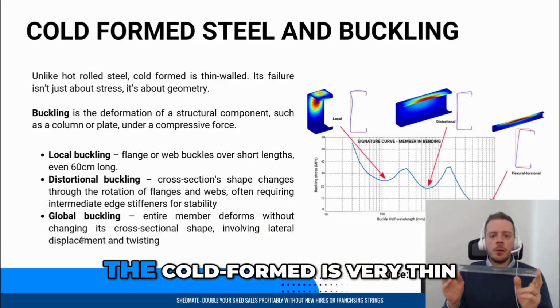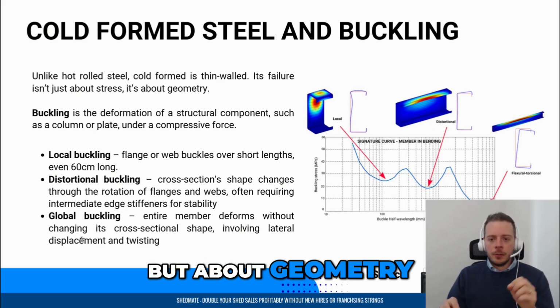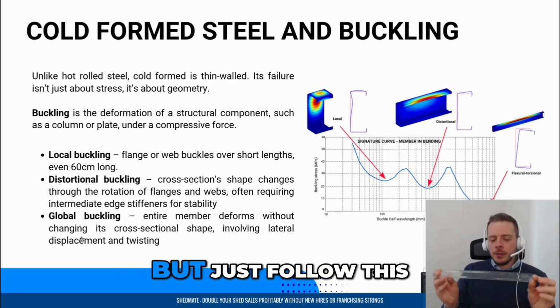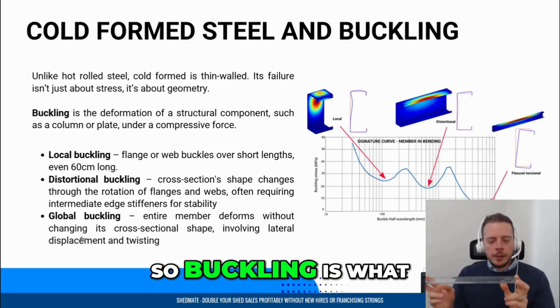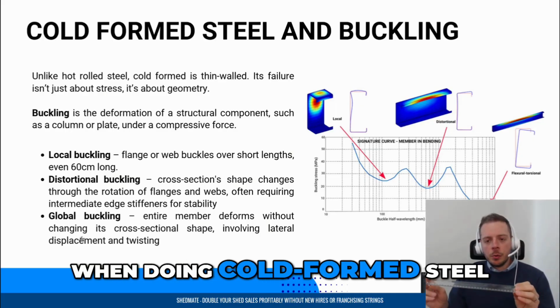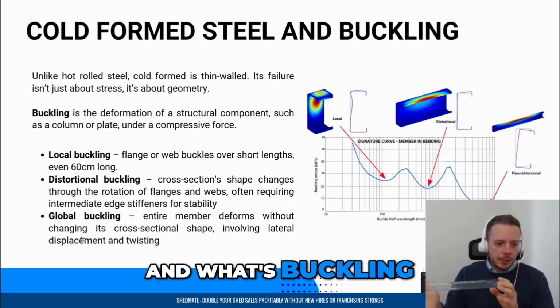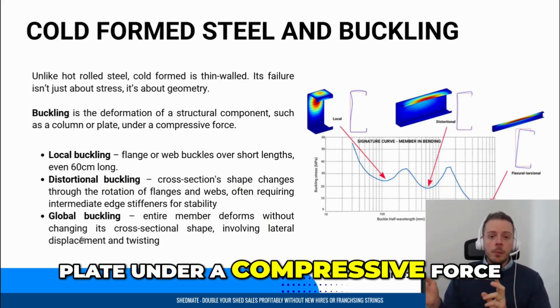As you know, the cold form is very thin. So the failure isn't just about stress, but about geometry. I don't want to overcomplicate here, but just follow this with me, and I think it's going to make sense. Buckling is one of the things we need to assess when you're doing cold formed steel. And what's buckling? It's a deformation of a structural component, such as a column or plate, under a compressive force.